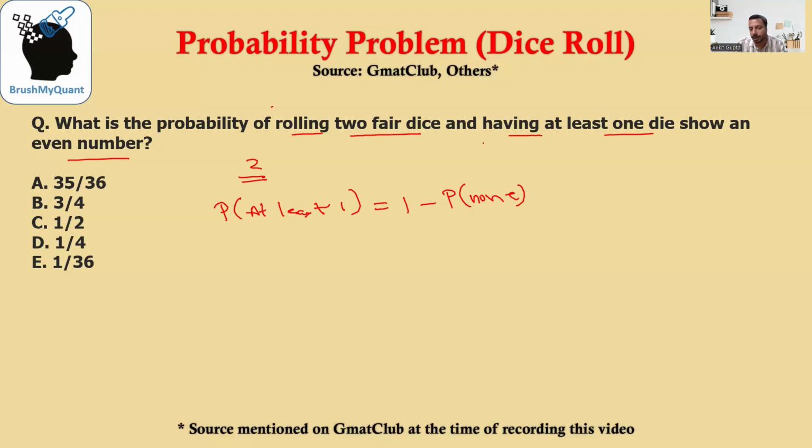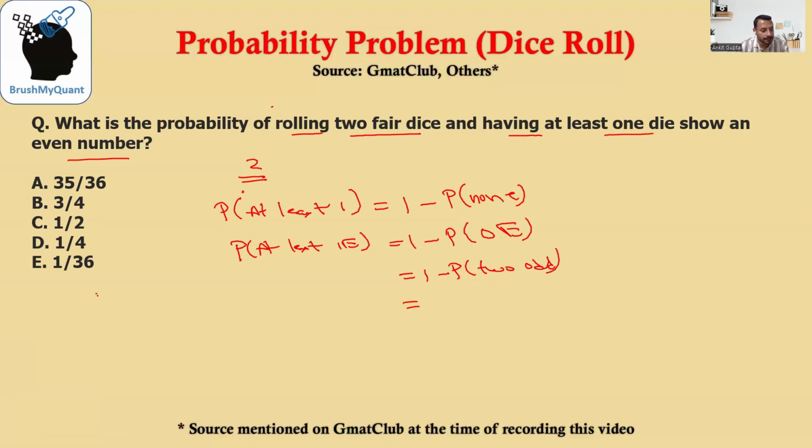That means if you have to find the probability that at least one die will show an even number, so probability of at least one even number will be equal to 1 minus probability of zero even numbers, or will be equal to 1 minus probability of getting two odd numbers.